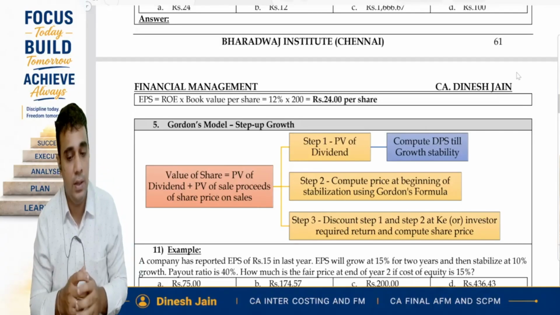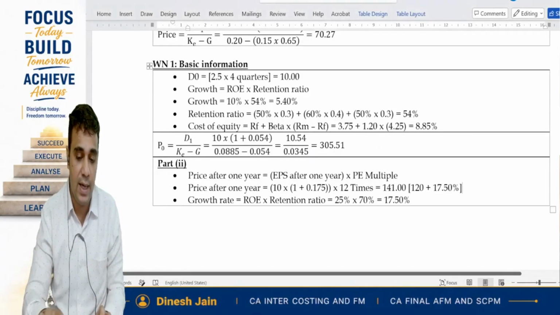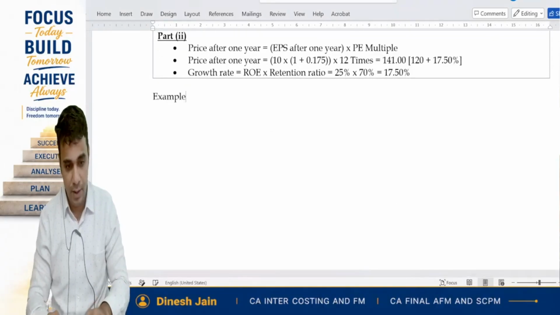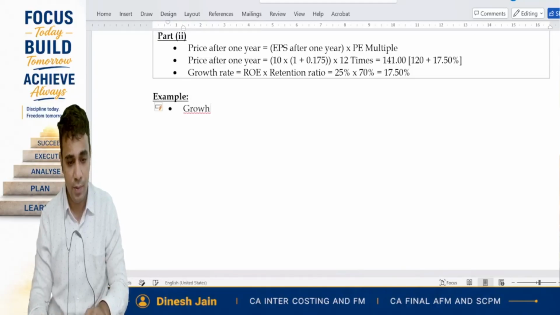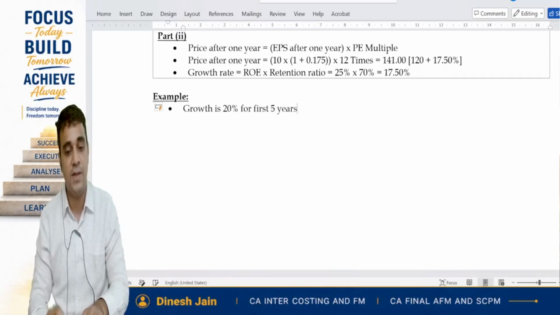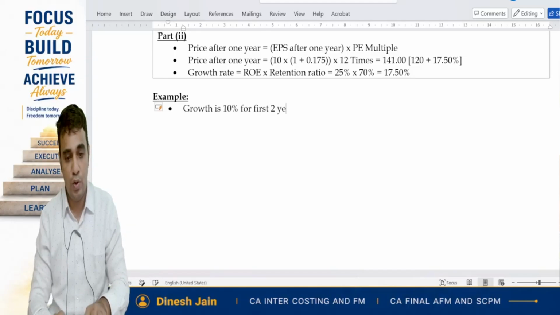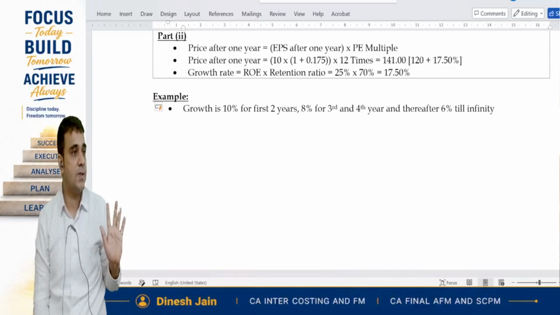Growth which you see is not necessary that it has to be the same number every year. The growth can be different. For example, a question says growth is 10% for first 2 years, 8% for third and fourth year, and thereafter 6% till infinity.